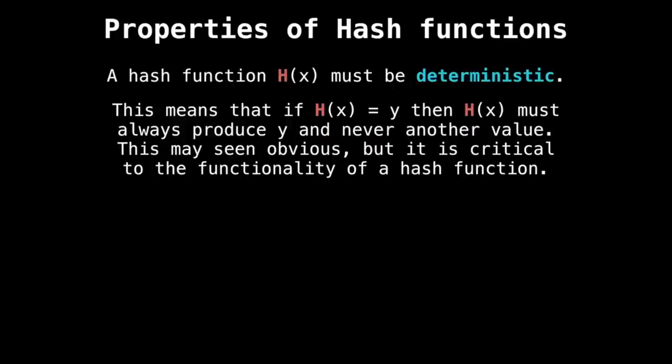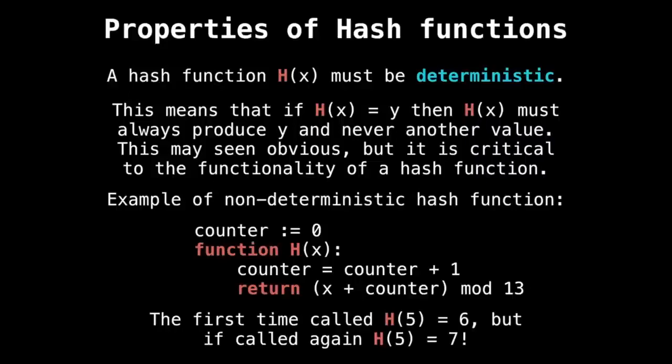This means that if h of x produces y, then h of x must always produce y and never another value. This is super critical because this will screw up our hash table completely if this happens. We do not want this.